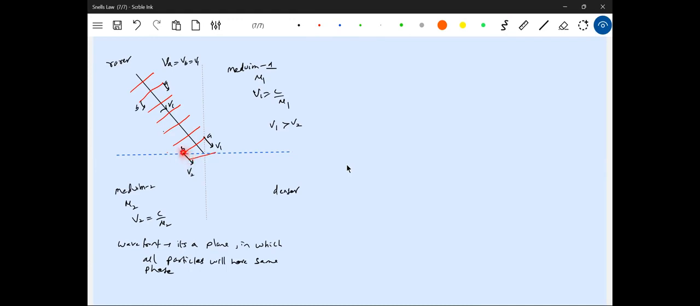So in a given interval of time, since V2 is less than V1, the point B of the wavefront will cover less distance than the point A on the wavefront. You can calculate this. So V1 is greater than V2, and in a given interval of time, A will traverse more path than B. Let me put it this way. Then afterwards, both A and B will enter the same region.